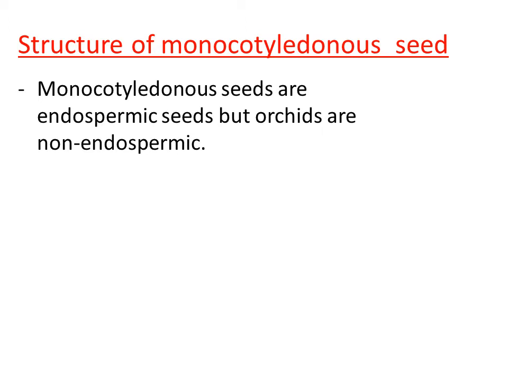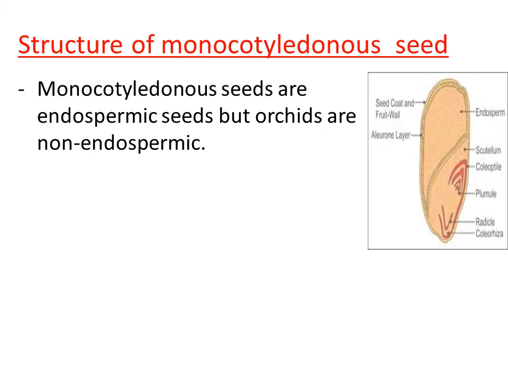There are exception cases. The best example of a monocot seed that does not show endosperm is orchid, right? Orchid is a monocot plant, but its seed does not consist of endosperm. Because of the absence of endosperm, the seed is called a non-endospermic seed, right? Most monocotyledonous seeds are endospermous and only a few are non-endospermous.